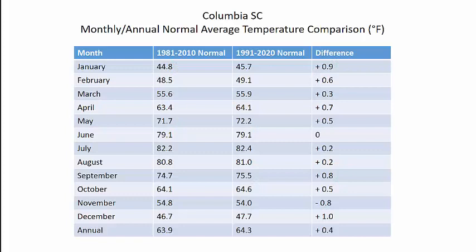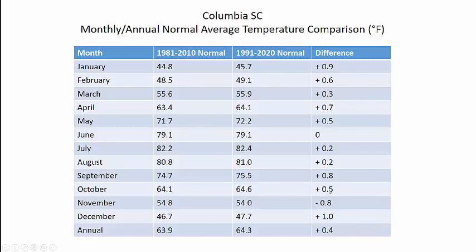For Columbia, South Carolina, this is a list of the calendar months and the average temperatures for each month using the 1981 to 2010 normals, and we also have a listing of the new 1991 to 2020 normals in this column, and then the difference in this column, and we also have the annual average down here at the bottom.